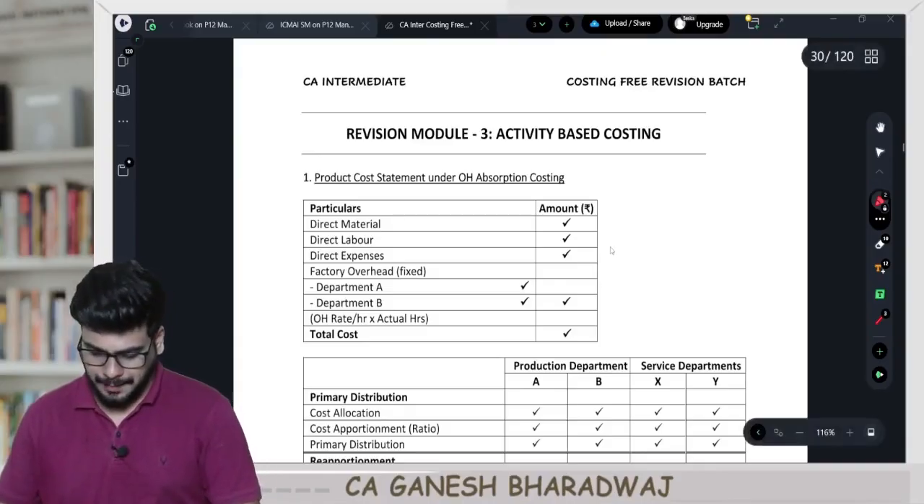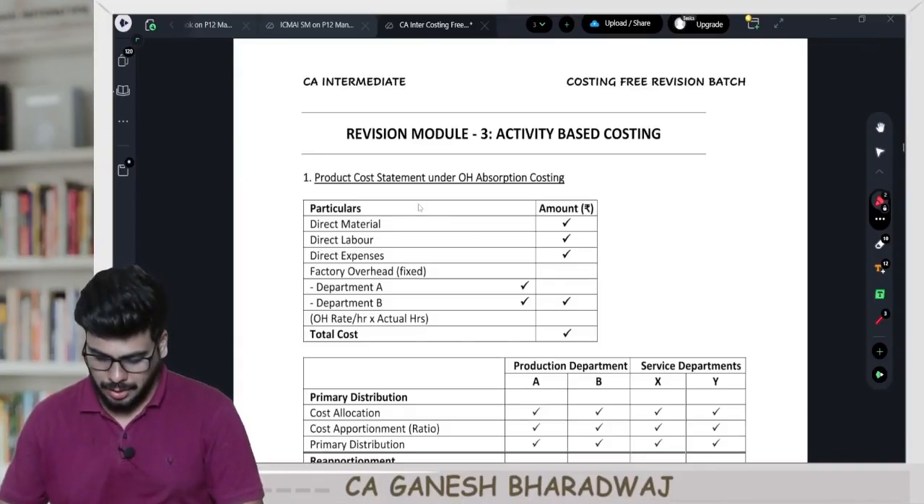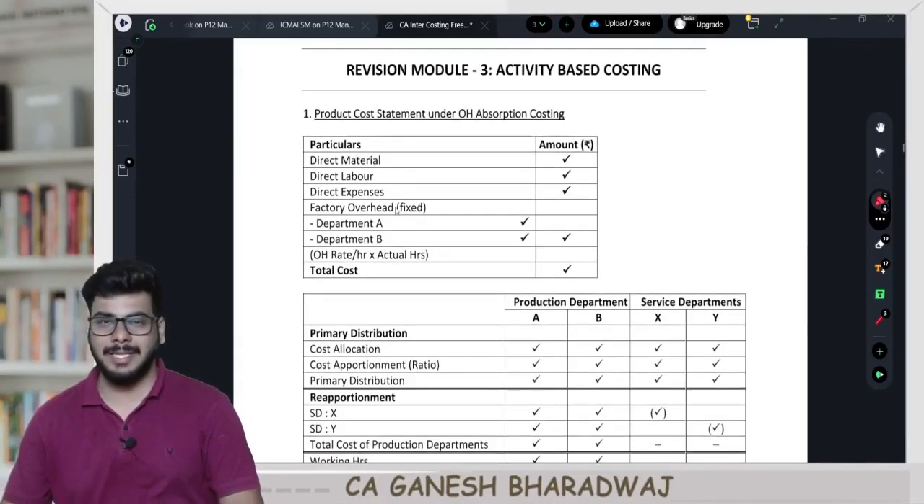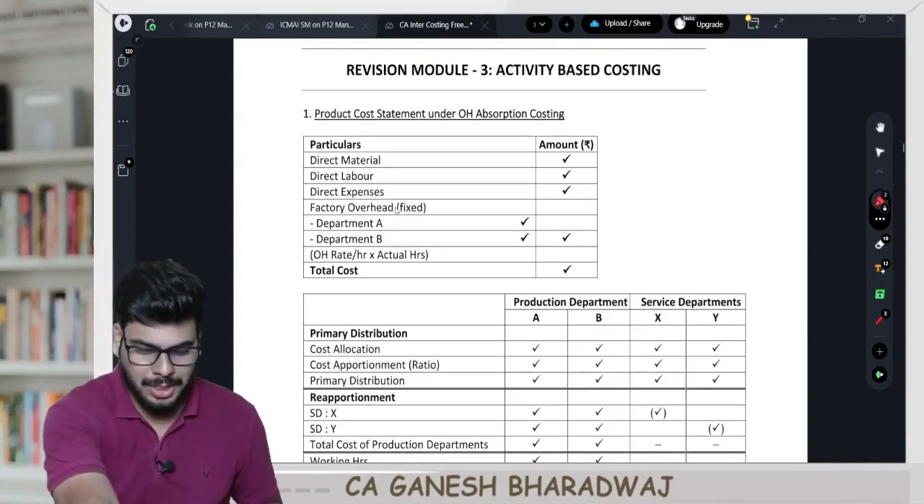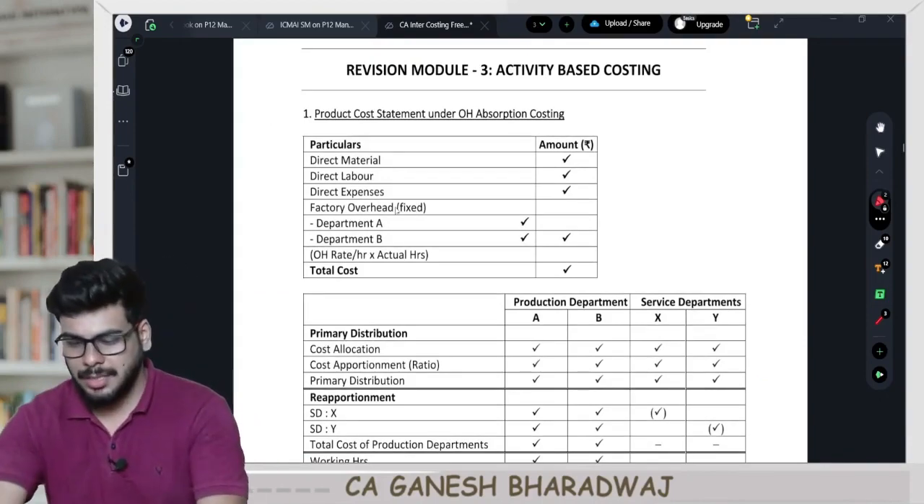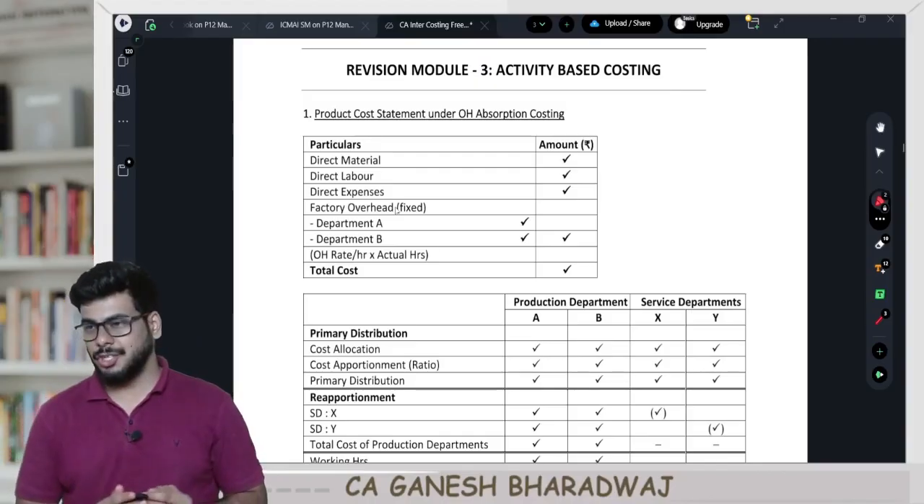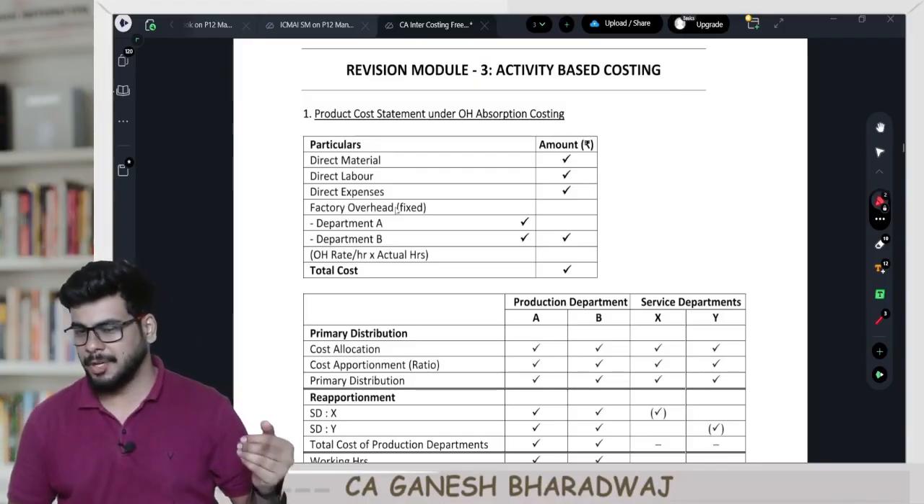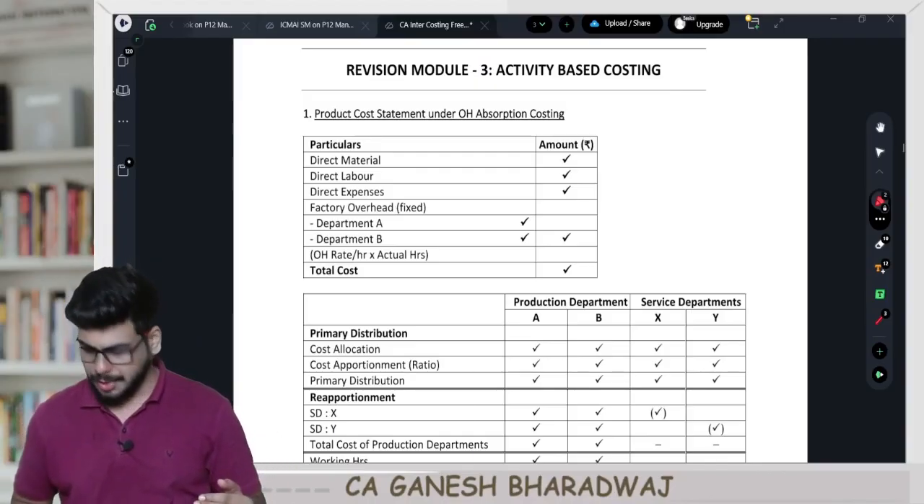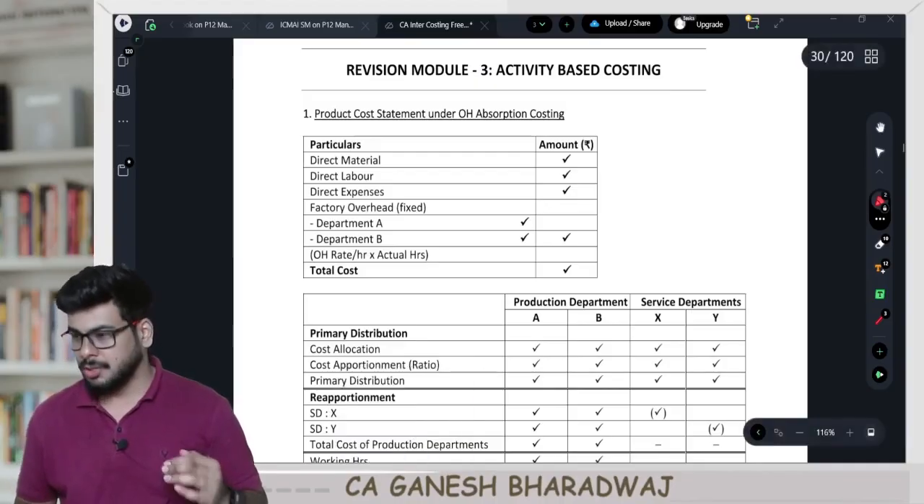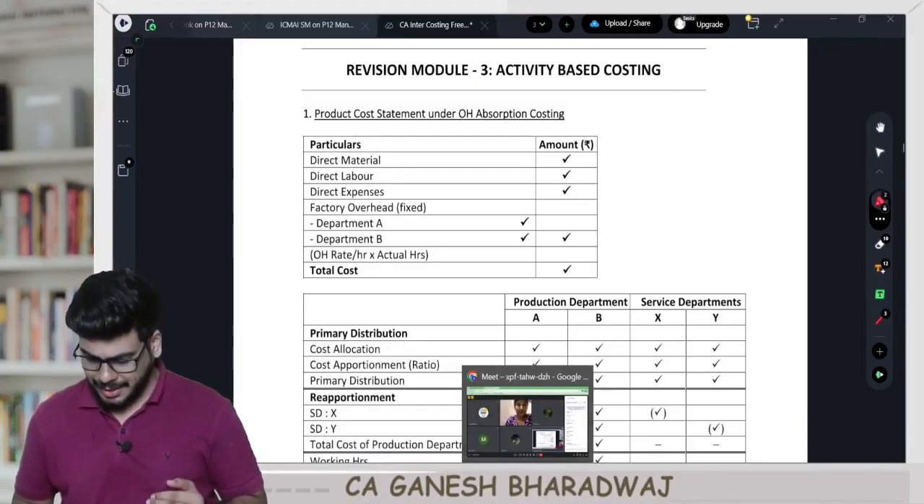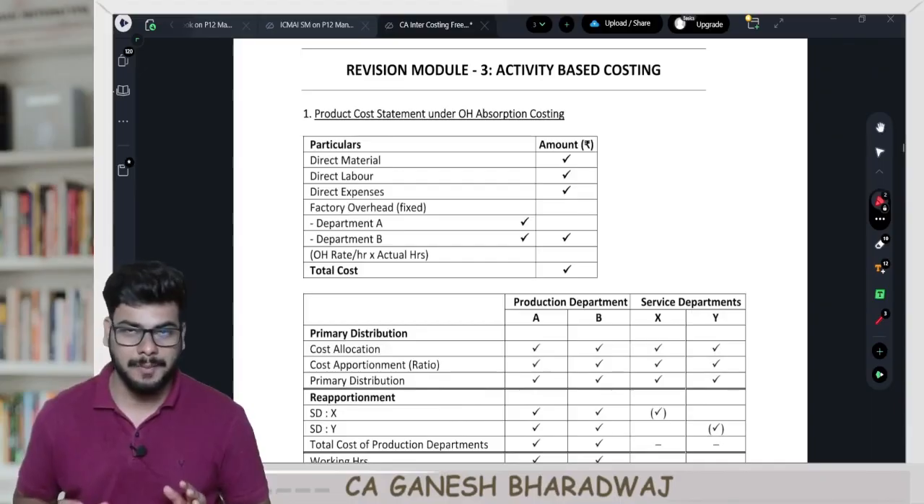Now guys, let us start with the next chapter called activity based costing. Now this chapter, ABC, is nothing more than an extension of the previous chapter, overheads. That is all about it. So this chapter ABC, as I just said, is an extension of overheads.